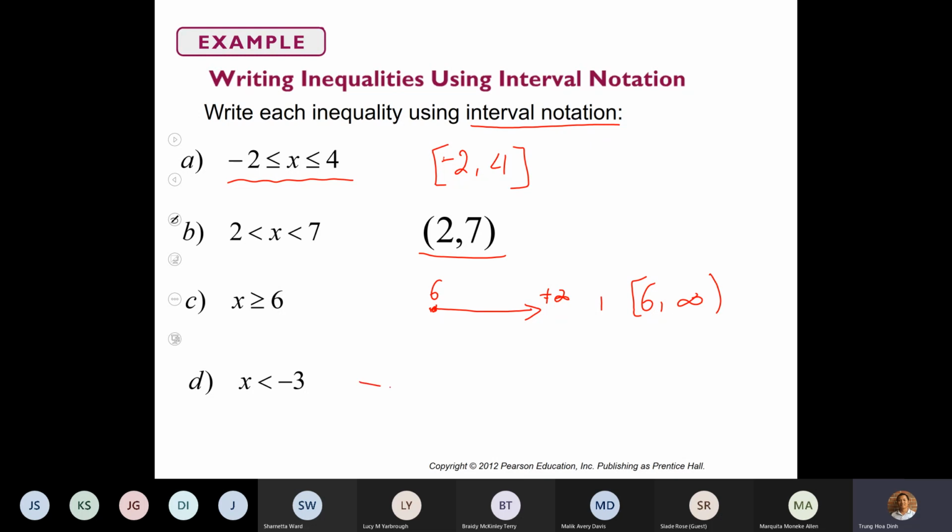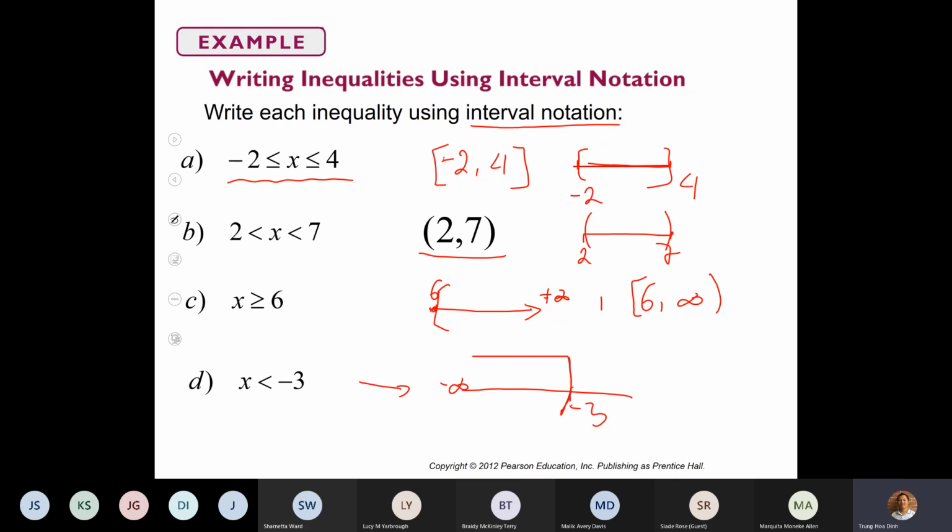And x less than negative 3. So I would like to do geometrical right here too. So negative 2 and 4. So you have 2 and 7, but 2 and 7 are not included. 6 infinity, negative 3 right here, but less than 3 is not included. So I have this one. I can write that is negative infinity to negative 3. So it's pretty simple. Is that correct?